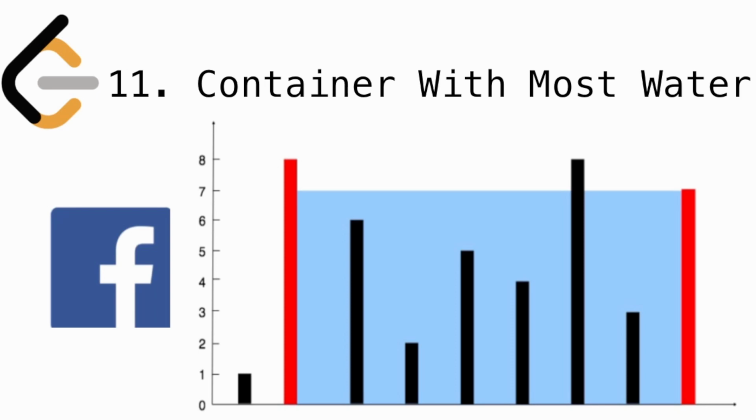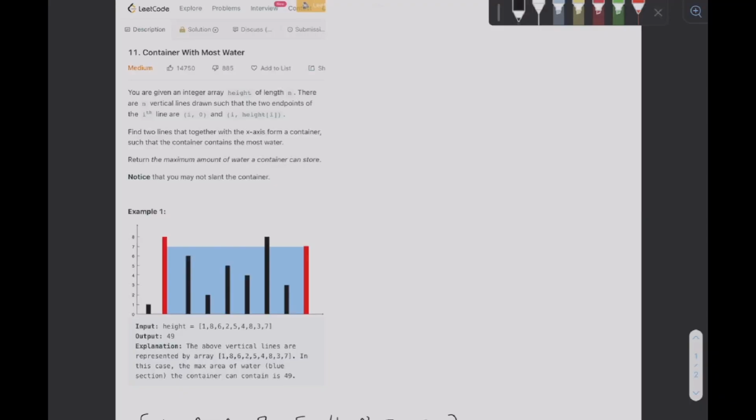Okay, so yeah, without further ado, let's get started with the question. Alright, so in this question, we're given an integer array called height. And each of the integers in this array represents a wall of our container. What we need to return is the max amount of water that we can capture in this container.